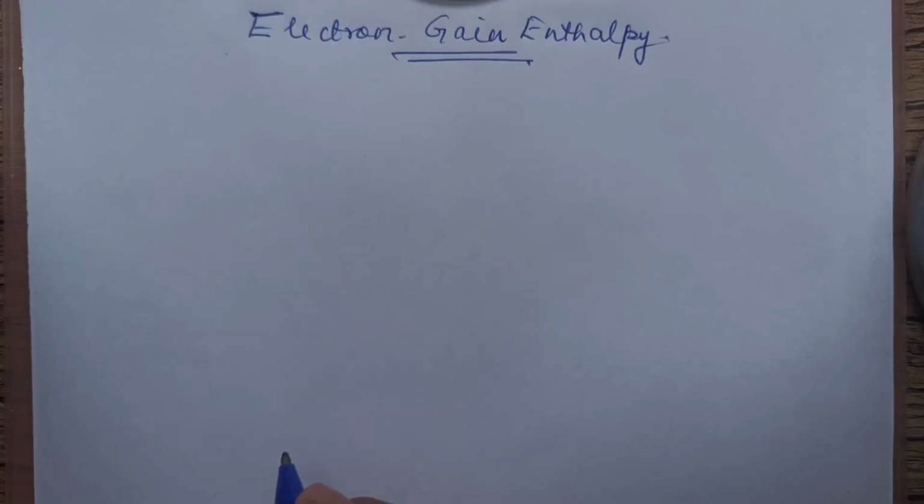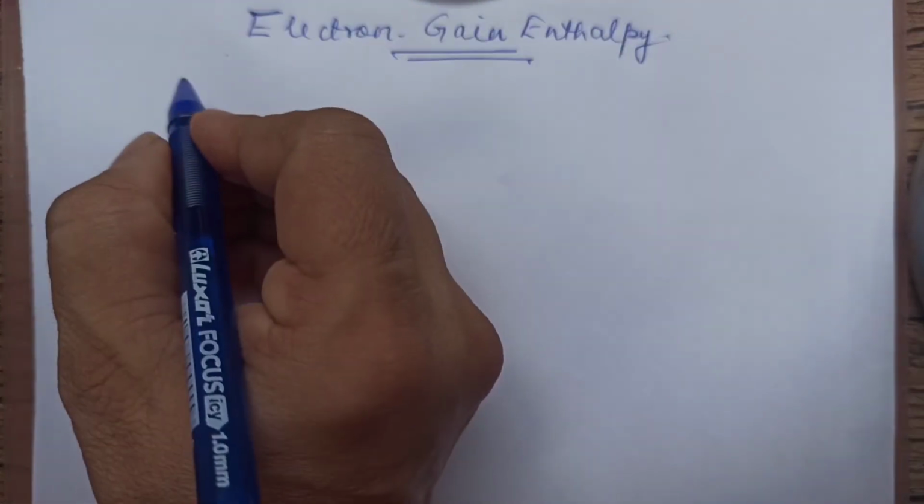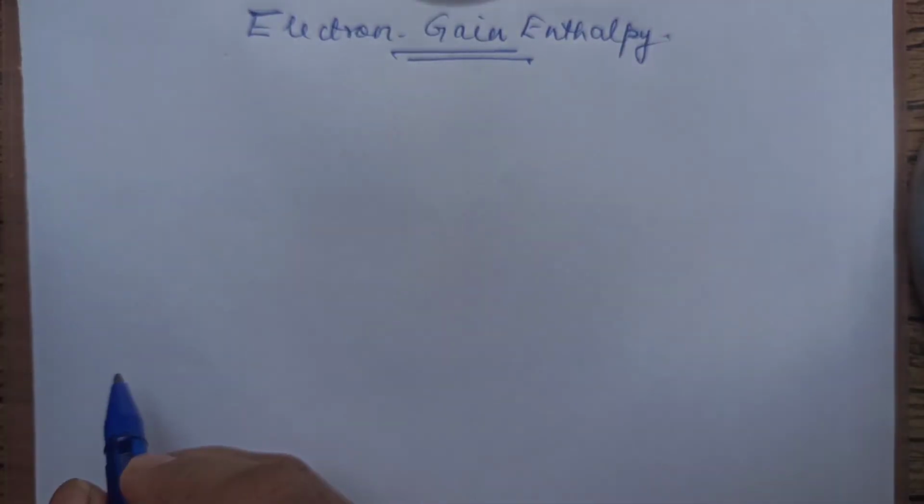Good morning, children. This is the sixth video of periodic classification, and in today's session we will be talking about electron gain enthalpy, what factors affect it, and how it varies in the group and period. Let's define what electron gain enthalpy is.